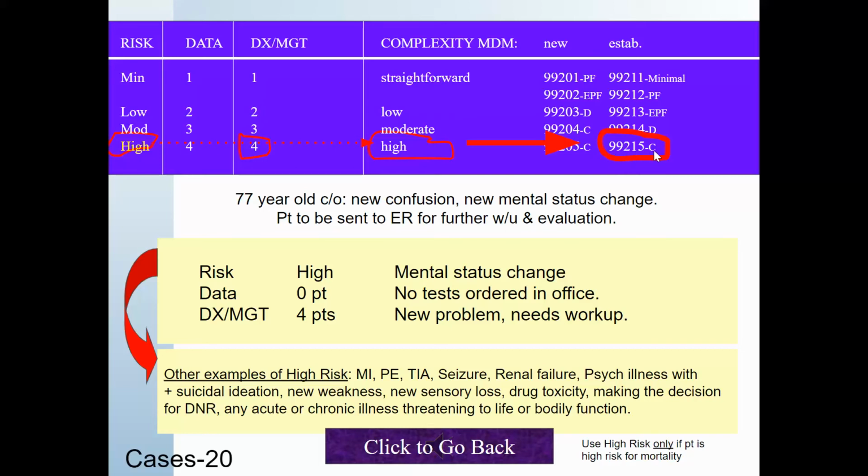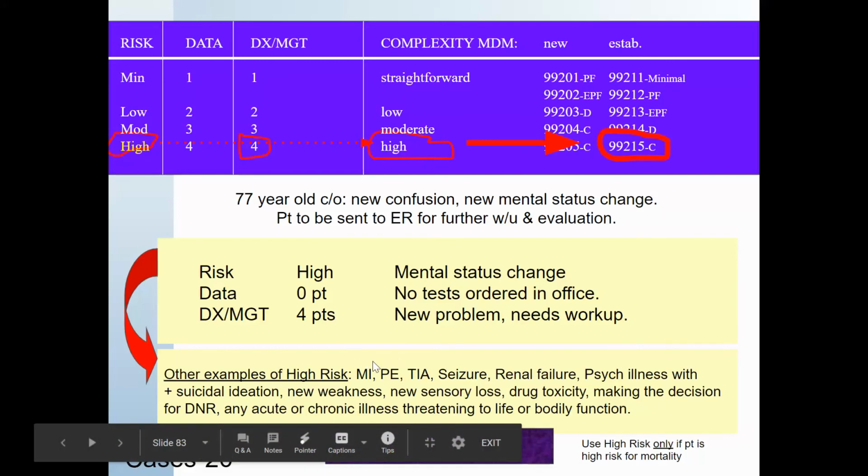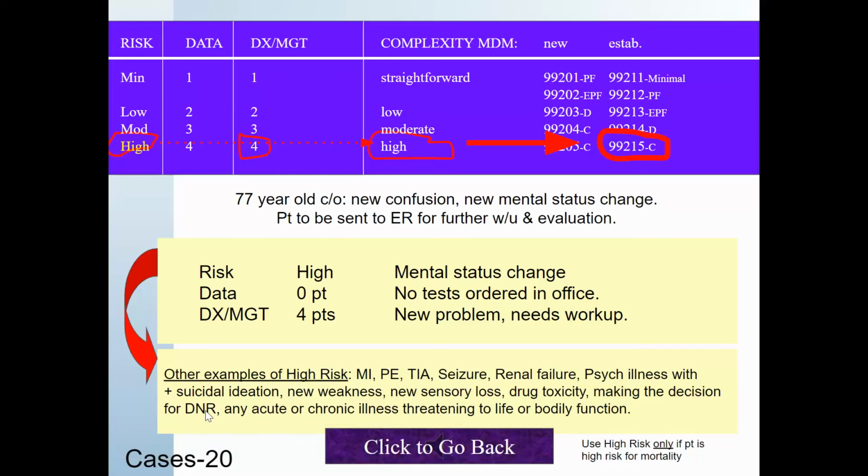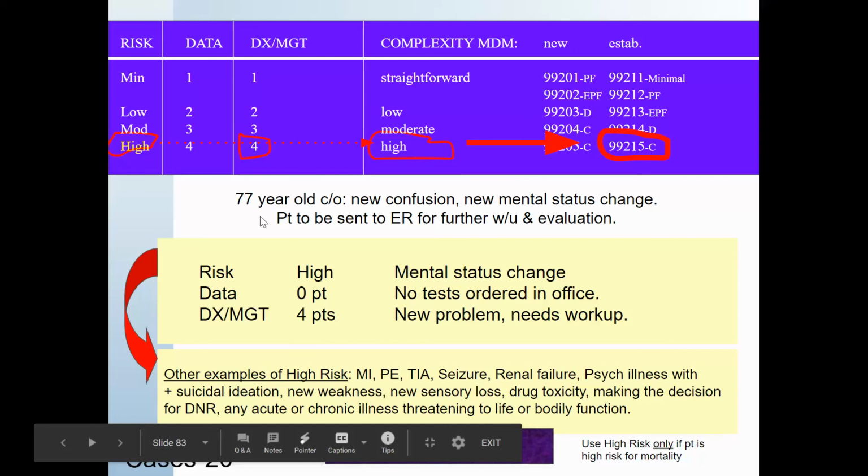And this is an example of a comprehensive exam being needed, okay? And other examples would be MI, PE, TIA, seizure, renal failure, new sensory loss, drug toxicity, making the decision for DNR. If you're rounding in the hospital and you make that decision, it's 4 points for your rounding that day. Or any acute or chronic illness threatening to life or bodily function.